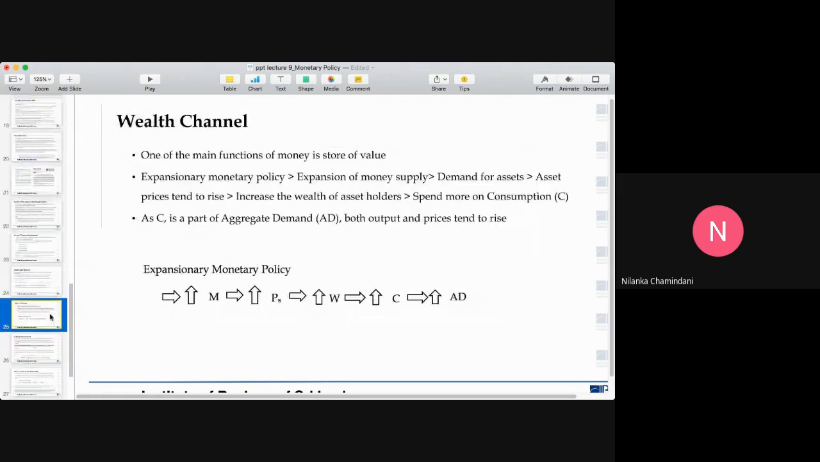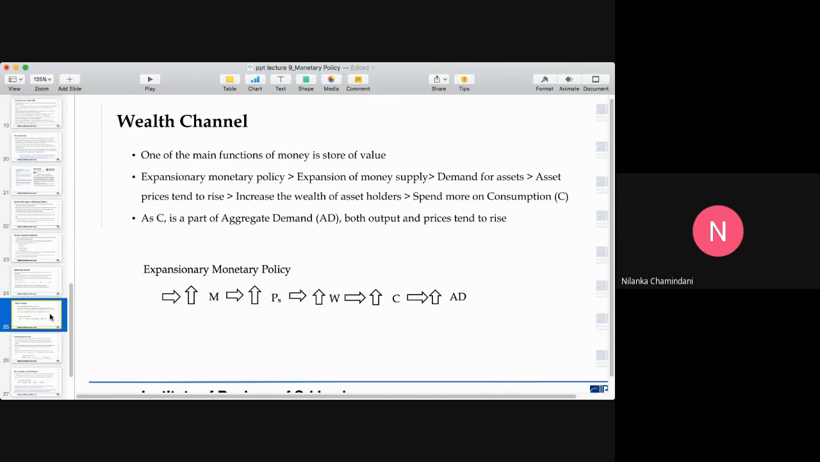And the wealth channel. This is the second transmission channel. One of the main functions of money is as a store of value. With an expansionary monetary policy, there is more money available in the system now. So people will demand more and more assets. When we have more money, we are going to invest in assets. You can even go and buy some jewelry, because you have some extra money after you meet your consumption needs.